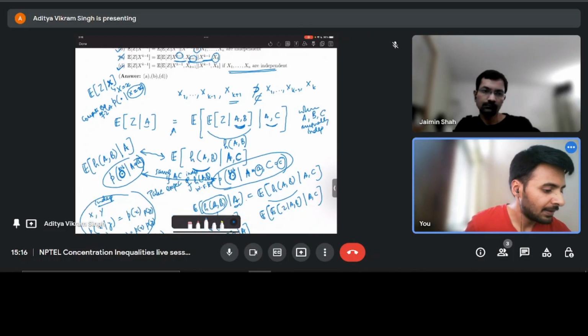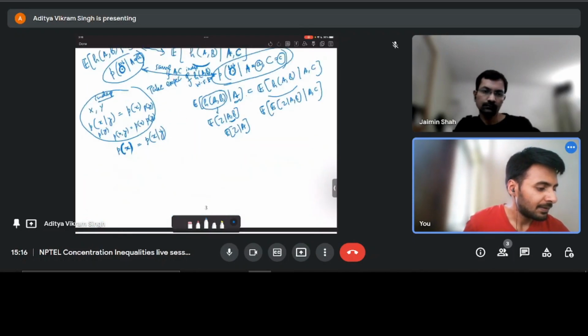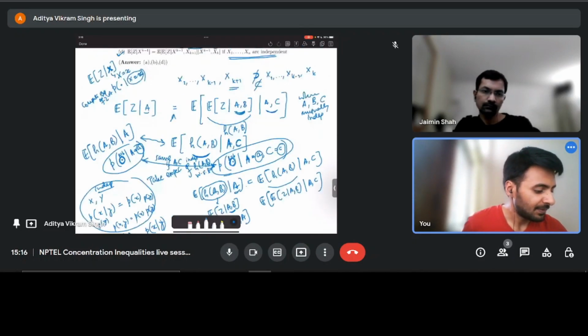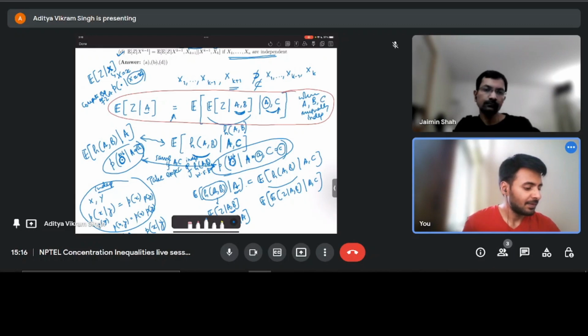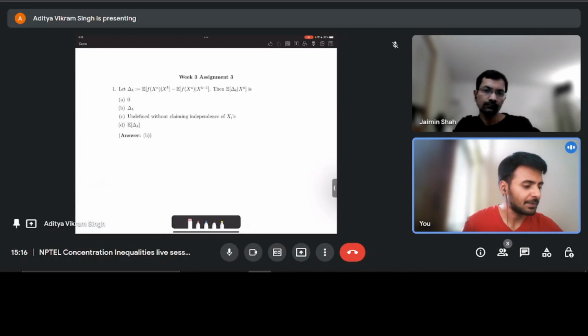And yeah, so this is the important part, circle this part. Conditioning on only a would have been okay, but you are conditioning on both a and c now, and independence allows you to do that. Okay, so now let's come to the assignment.